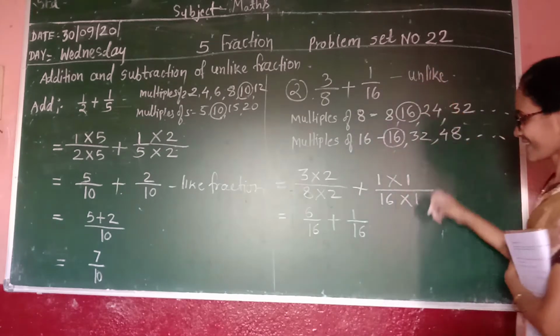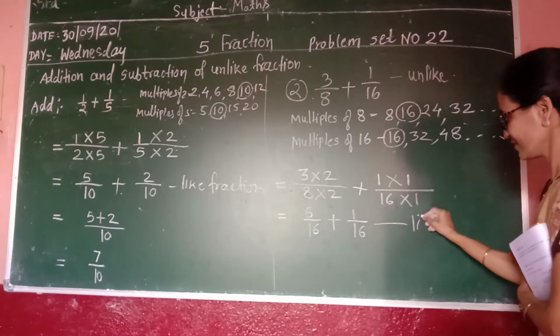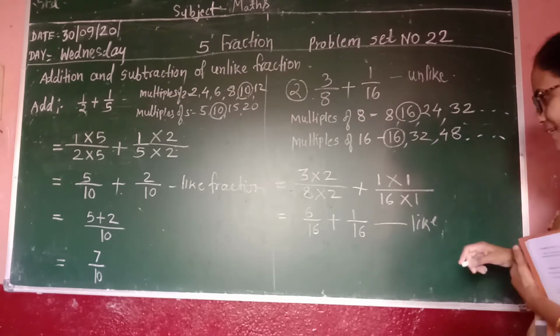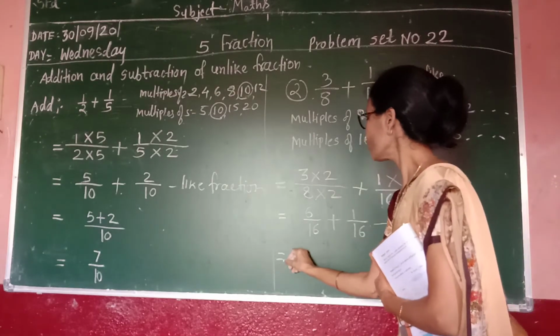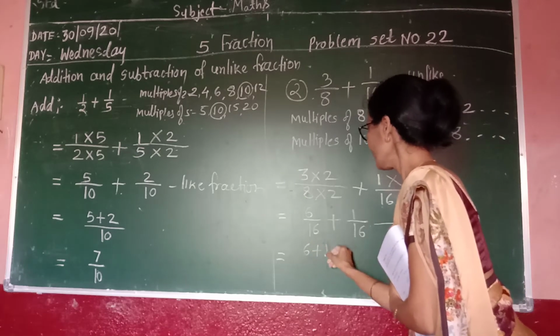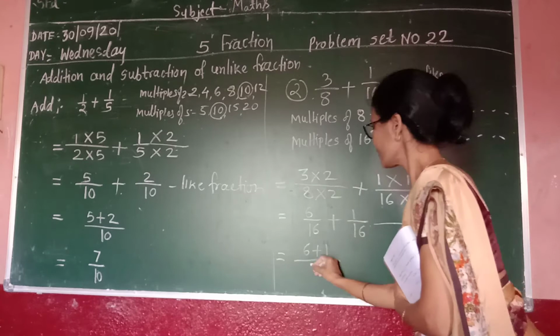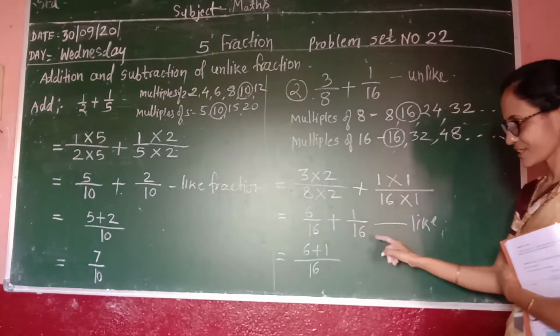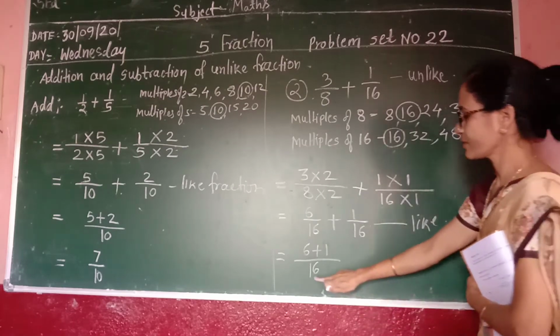Converting this unlike fraction into a like fraction, then it is easy to add or subtract. Now add only the numerators. That is 6 plus 1 upon, write the denominator as it is, because it is a like fraction, equal denominators.